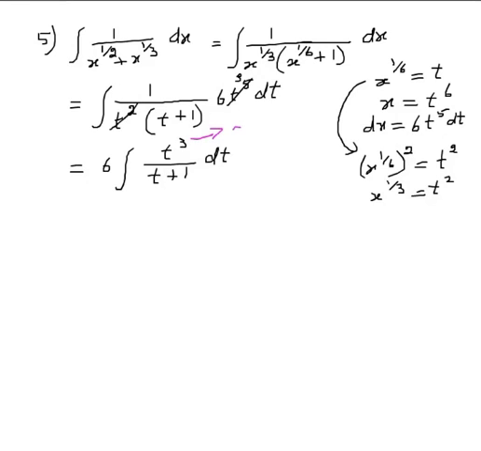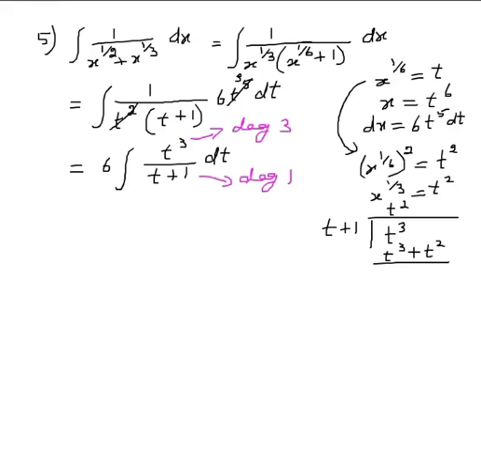Now see the degree of the numerator. Degree is 3 and degree of the denominator is 1. If the degree of the numerator is more or equal to the denominator's degree, do long division. t cube divided by t plus 1. t square into t is t cube. 1 into t square is t square. Change the sign. These two are getting cancelled. We get minus t square. So it becomes minus t here.